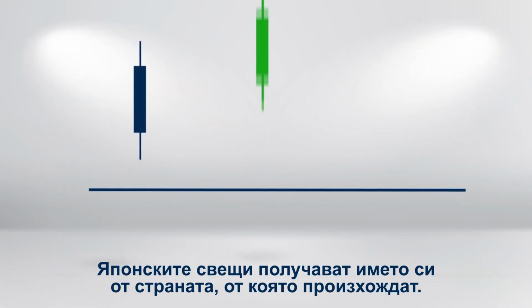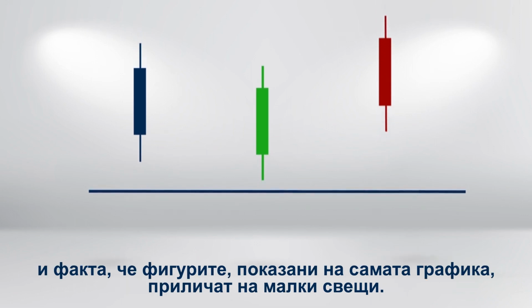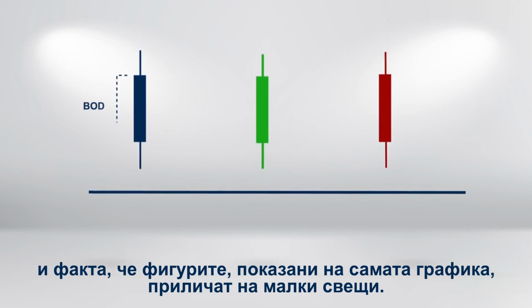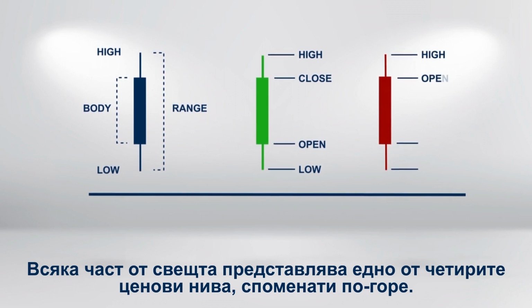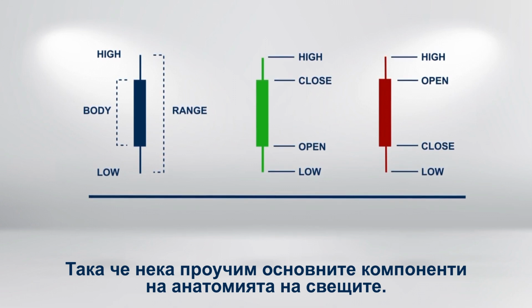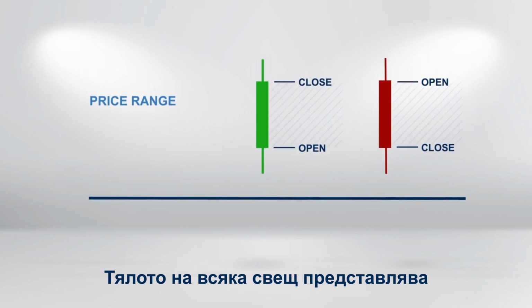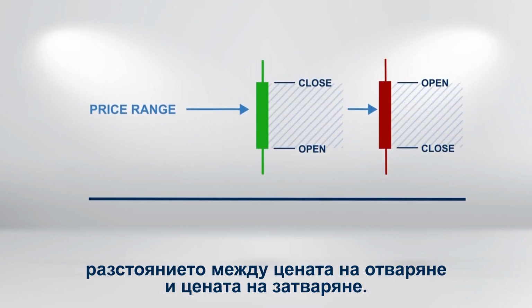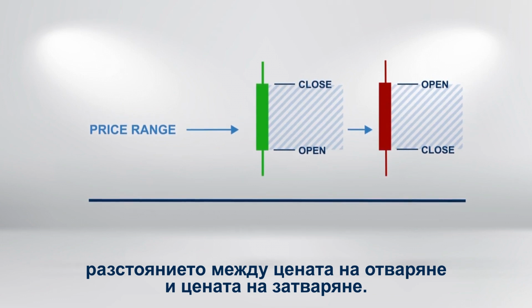Japanese candlesticks get their name from their country of origin, and the fact that the bars displayed on the chart itself resemble small candlesticks. Each part of the candlestick represents one of the 4 price levels mentioned before. So let's explore the basic components of a candlestick's anatomy. The solid body of each candlestick represents the distance in price between the opening price and the closing price.